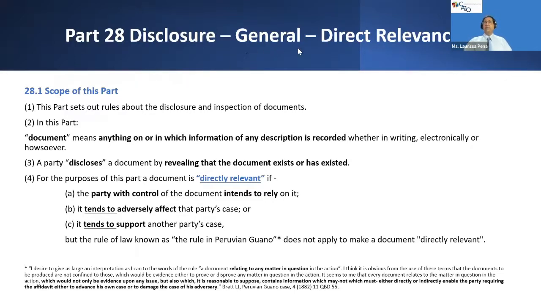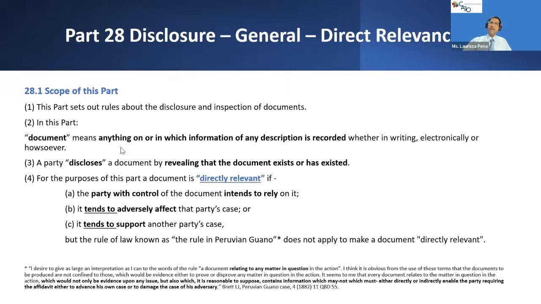The general principle is that what is to be disclosed is direct relevance. There was a time when the Peruvian Guano case determined disclosure. The rules specifically say the rule known as the rule in the Peruvian Guano case does not apply to make a document directly relevant. And I've set out in the fine print what that is. I'm not going to labor it. All the judges and practitioners, I'm sure, know this because you're practicing in the courts. But here's what's relevant to us.